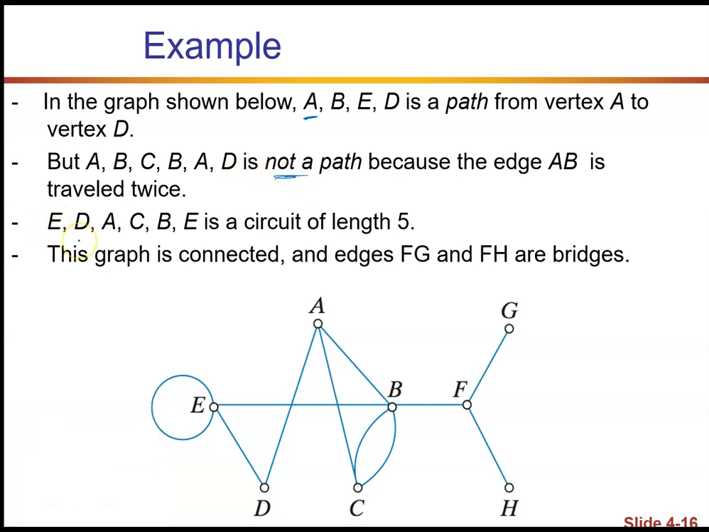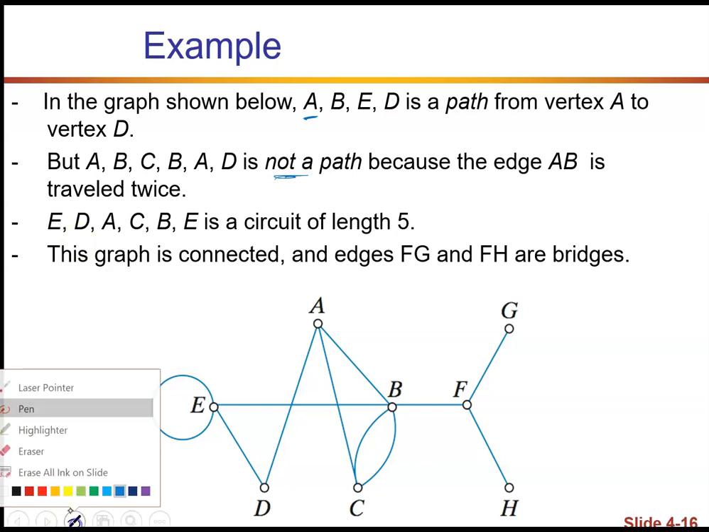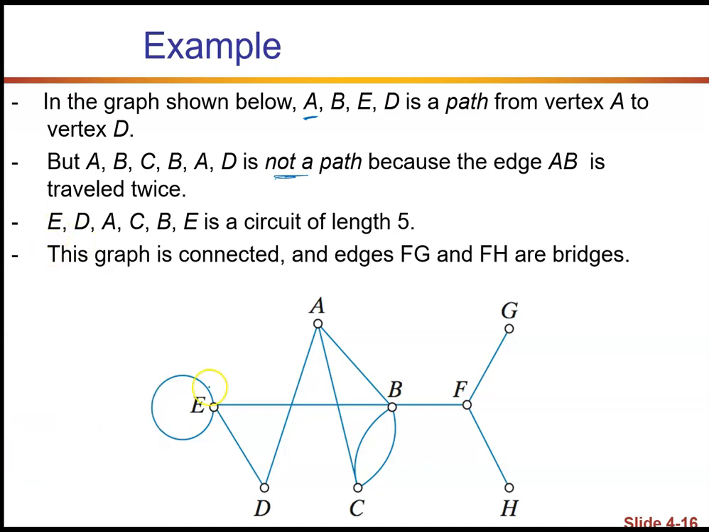Now we have a circuit. Starting here at E, we go to D, to A, to C, to B, back to E. So we started and stopped here. Started at E, stopped at E. That is a circuit. Now, why is that length 5? We'll count these: 1, 2, 3, 4, 5. Those are the steps that we went.